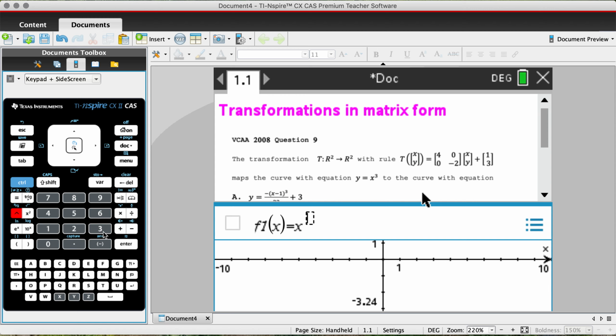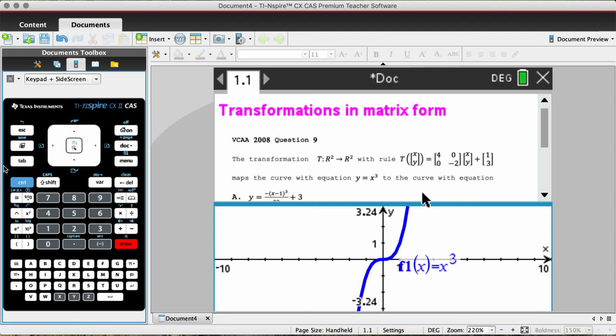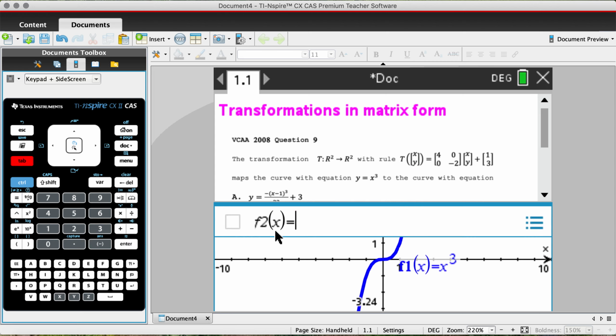So f1 equals 2x cubed. We're then going to hit tab and put f2. f2 is basically followed on from f1. So we're going to perform our dilation factor first, and then we're going to worry about our reflection, and then we're going to worry about our translation.